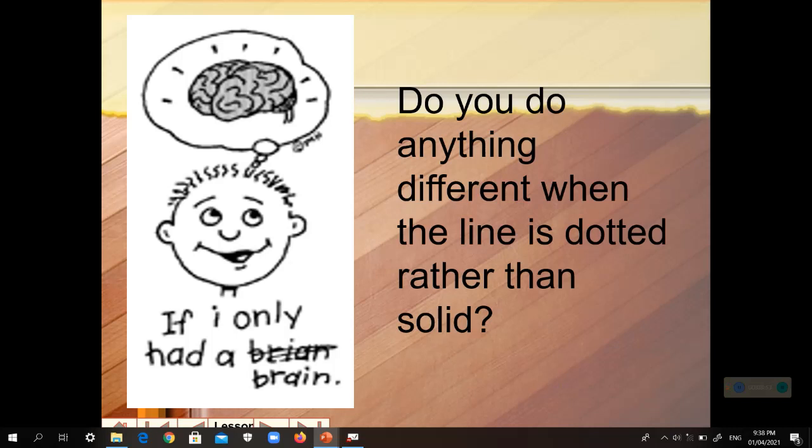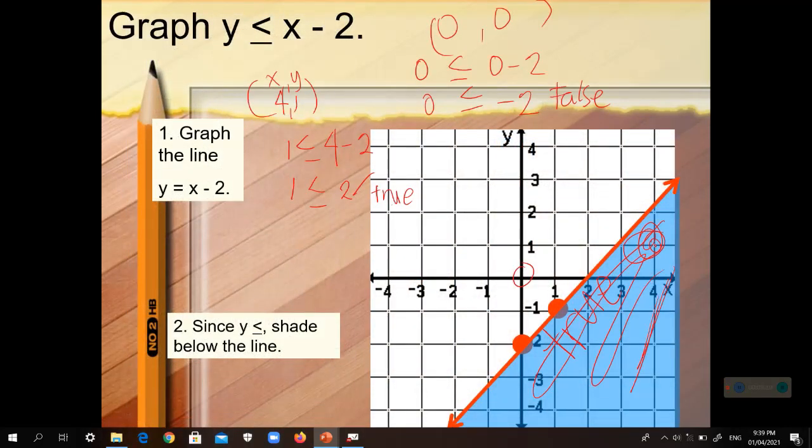Okay, so do you do anything different when the line is dotted rather than solid? Okay, so why are we going to have the dotted line or the solid line? If you go back to our example here, for example, let us have this 1, negative 1 as our point. Since we have here or equal, let us see why we use the solid line. So, again, let us check 1, negative 1. Our x is 1 and our y is negative 1.